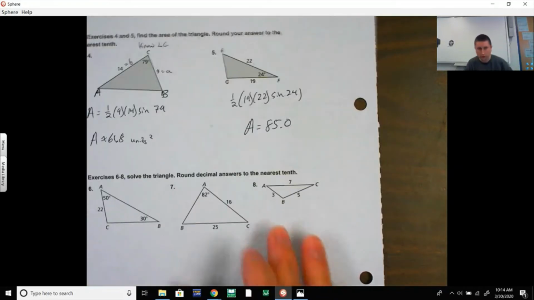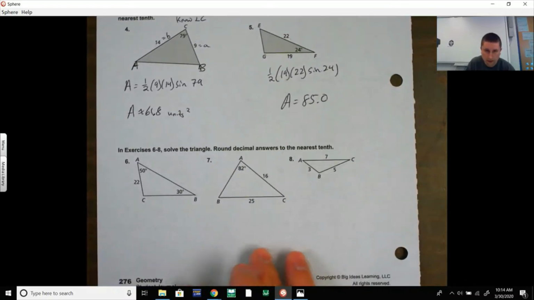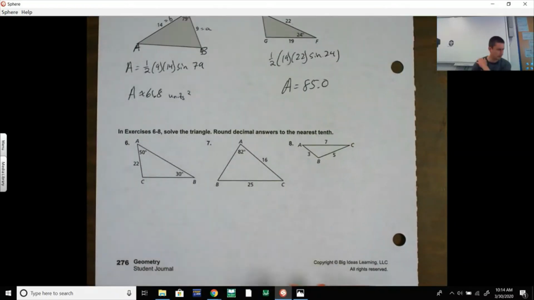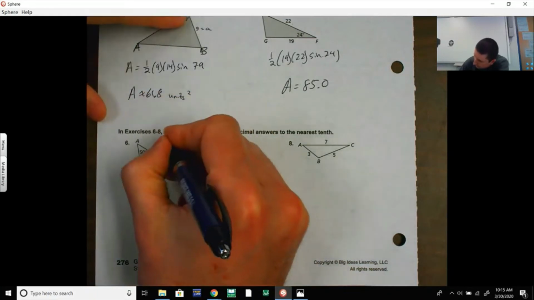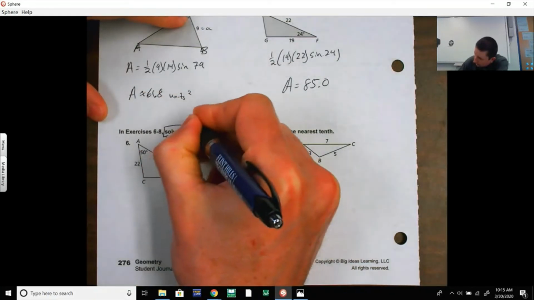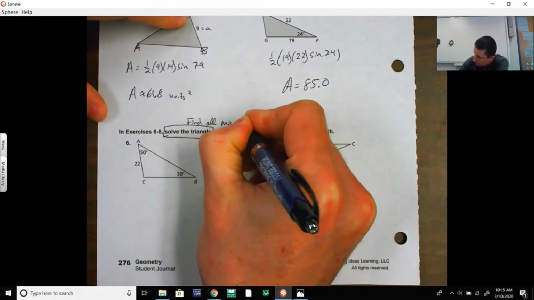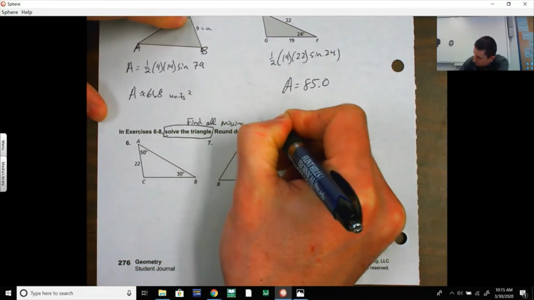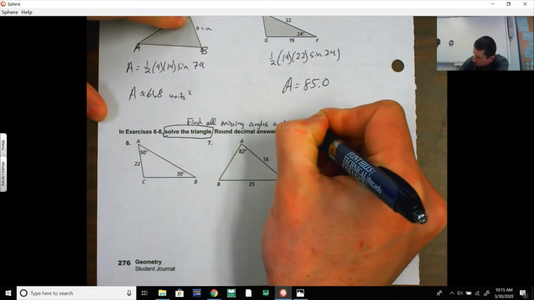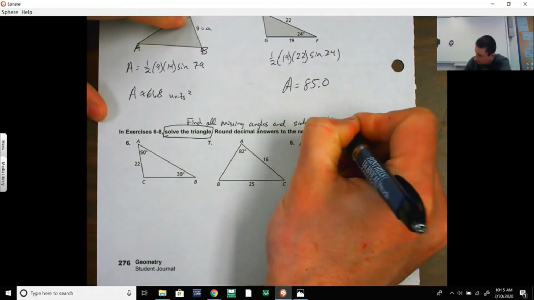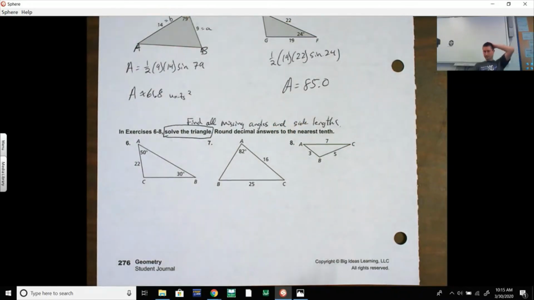Okay, here we go. They're using those law of sines formulas. Solve the triangle. We'll do, I think I got 5 or 6 of these, so it may take a little bit of time. Round the answers to the nearest tenth. So solving the triangles, this right here means find all missing angles and side lengths. That's what it means. Find all the missing angles and side lengths.